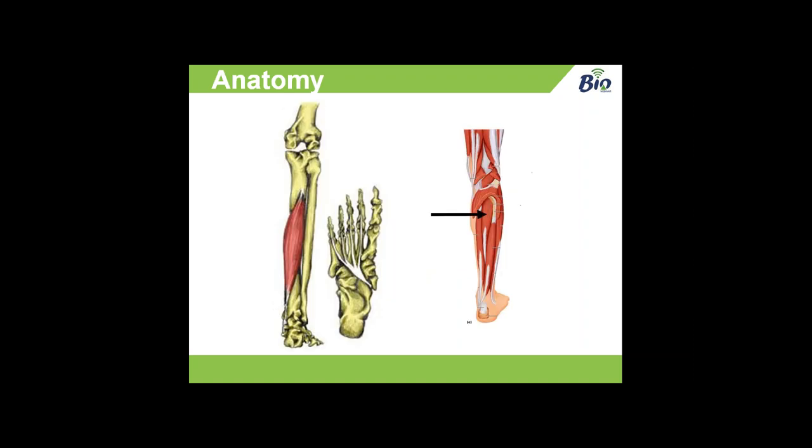Its origin is way up on the lateral part of the posterior surface of the tibia, the proximal two-thirds of the medial surface of the fibula, the interosseous membrane, and the intermuscular septa and the deep fascia. So I've just put a couple of pictures in there, just so you can get a general idea of how far up it goes.